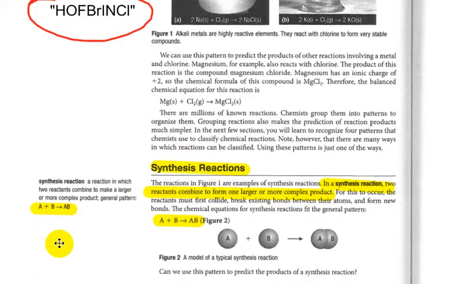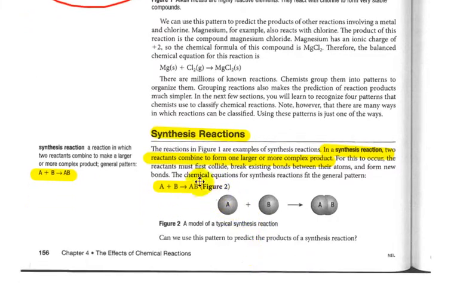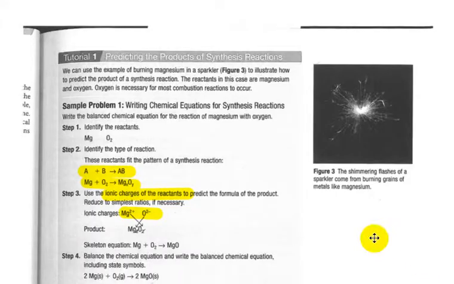So synthesis reactions have this form, A plus B making AB. So we think of element A and element B coming together to form compound AB. So two reactants combine to form one larger or more complex product. For this to occur, the reactants must first collide, break existing bonds between atoms, and form new bonds. The chemical equation is seen here. So this is the general form of it. And you can use this pattern to predict synthesis reactions.